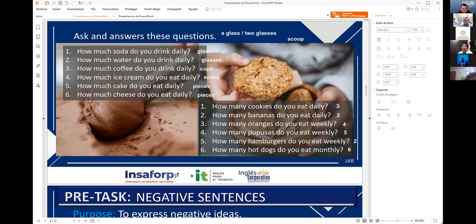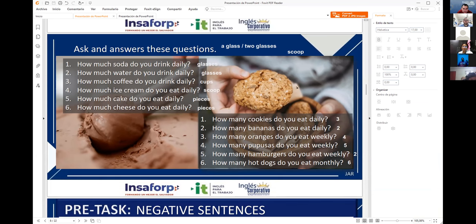So let's go to the groups and let's practice with this. Ask your partners, how much soda do you drink daily? I drink 2 glasses of soda daily. How much water do you drink daily? I drink 8 glasses of water daily. How much coffee do you drink daily? I drink 2 cups of coffee daily. How much ice cream do you eat daily? I don't eat ice cream daily, only on weekends. I eat 2 scoops of ice cream.